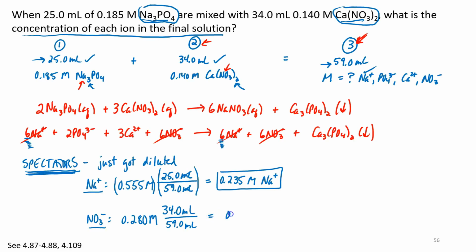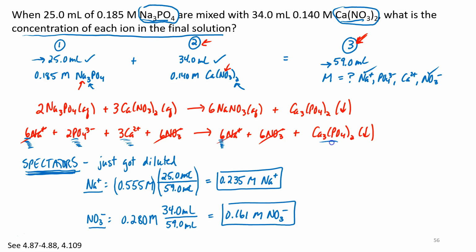And I got 0.161 molar nitrate. That takes care of the spectators. What about the concentrations of the ions, calcium and phosphate, that actually participated in the reaction? That's a little bit harder, but let's give it a shot.